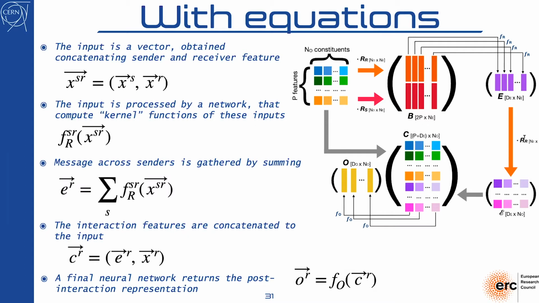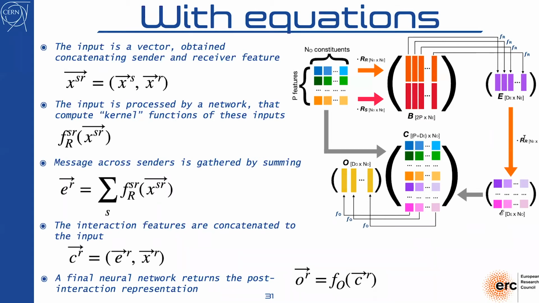And this creates the gathered information with the same language as before, except that you are doing it with a very specific set of mathematical operations through these RR and RS matrices that just make it suitable for a GPU if you want. And then at the very end, you concatenate these interaction features that you have built with the initial information that you had on the given particle, if it's a jet, or the given vertex, if you think generically about the graph, and you're building the post-interaction representation of the object through another function, FO, that you again want to learn.